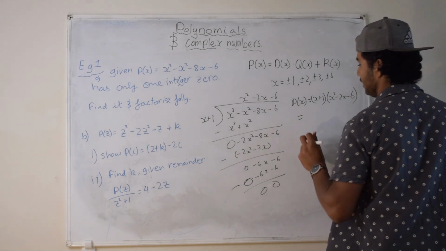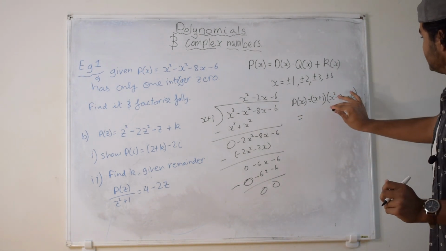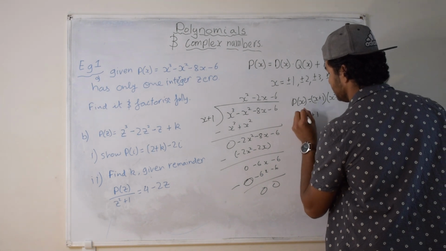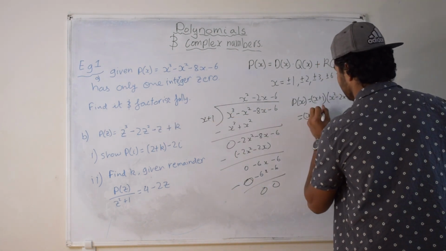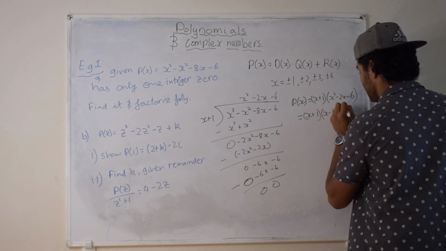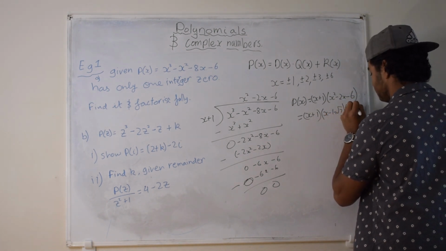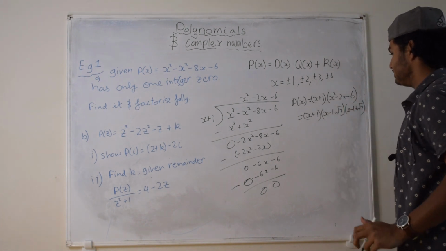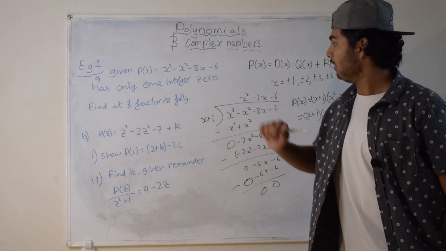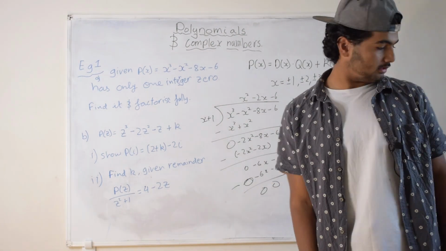Let's just factorize this by completing the square, so we then get x plus 1 factorized fully. We get x minus 1 minus root 7 and x minus 1 plus root 7 as our final answer for A right here. So we'll get on to B now. Let me just quickly rub this out.